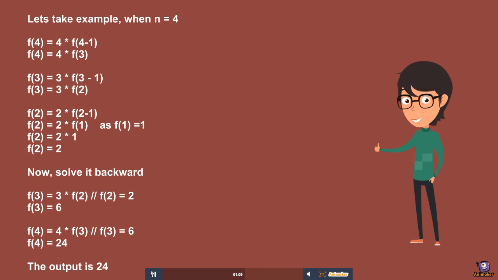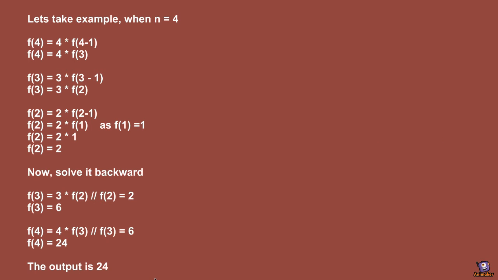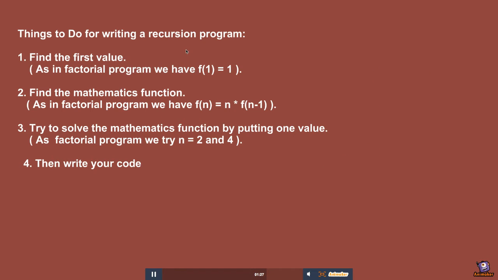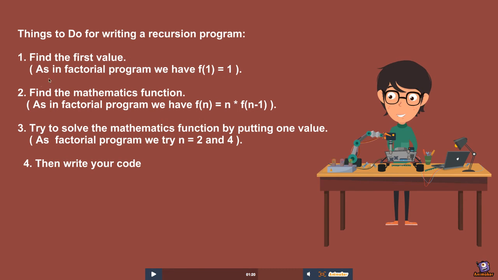So I hope you understand this concept, and if not, in upcoming videos we will tell you how to create this, and how a program is written in recursion, and how you use this concept. So for writing a recursion program, you have to understand these four things. First is to find out what your first output is, that is, what f of 1 is. In our case, in a factorial program, f of 1 equals 1, and then find the mathematical function, that is f of n equals n into f of n minus 1. So we already know that this is our recursion method.